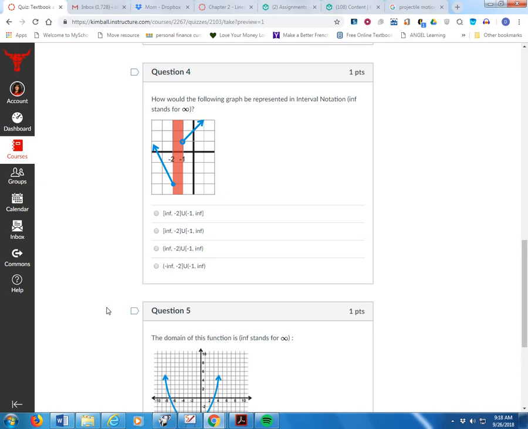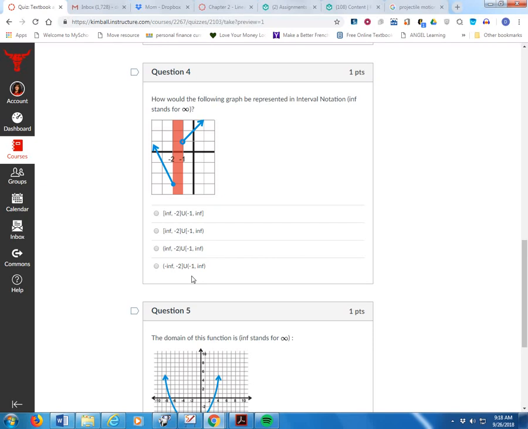So if I'm looking for the domain of this function, this line goes on forever to the left. And remember, when we're writing the values, we're going from left to right. So it's negative infinity to negative 2, and including negative 2, so there'll be a bracket, union with negative 1 with an open parenthesis to positive infinity. We always go left to right. So it'd be negative infinity to negative 2 bracket, and then parenthesis negative 1 to infinity. So it's this last one.